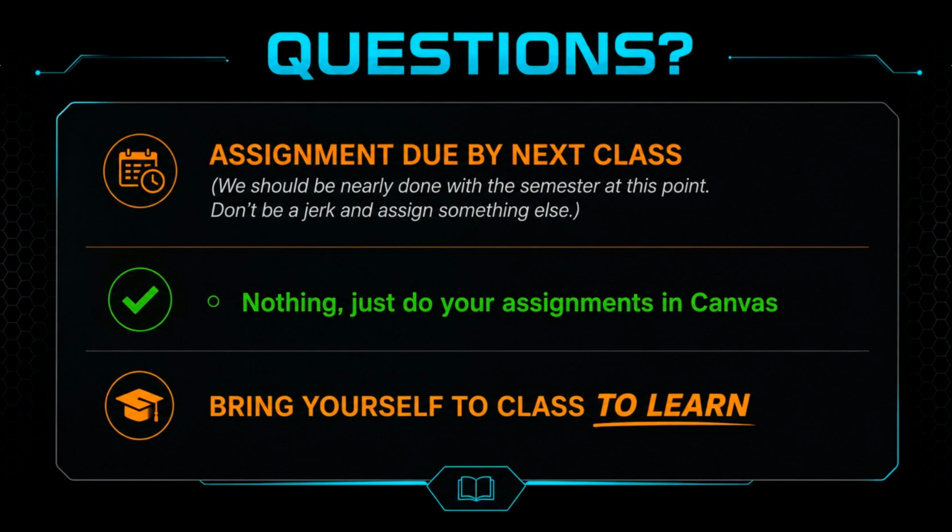No new assignment this time. We should be nearly done with the semester at this point, so just make sure your Canvas assignments are complete, and bring yourself to class ready to learn. It's been a long chapter covering encapsulation, inheritance, polymorphism, and abstraction, the 4 pillars that tie this whole course together.